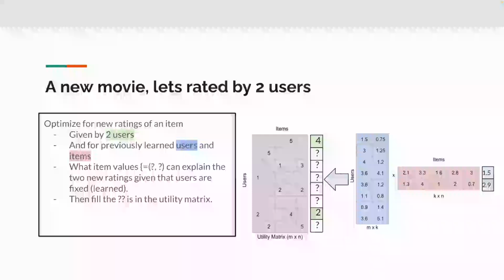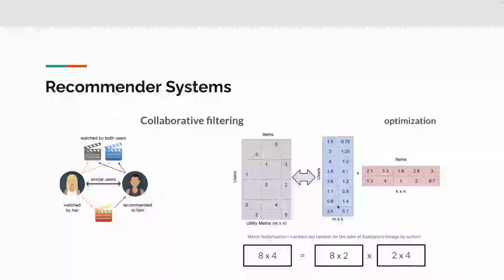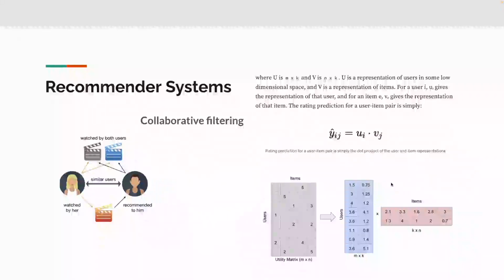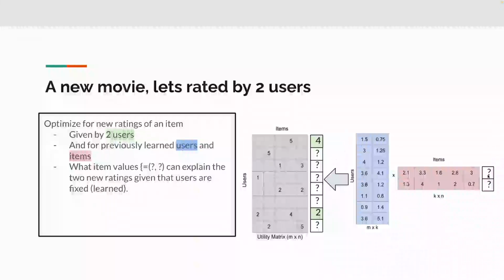So what's happening? We are trying to factorize a utility matrix into two matrices, user and item matrix, through some optimization technique. And once we have a new item, we are trying to get the values for those users that are unknown by using the values that some of the users actually rated already. So that's the general idea.